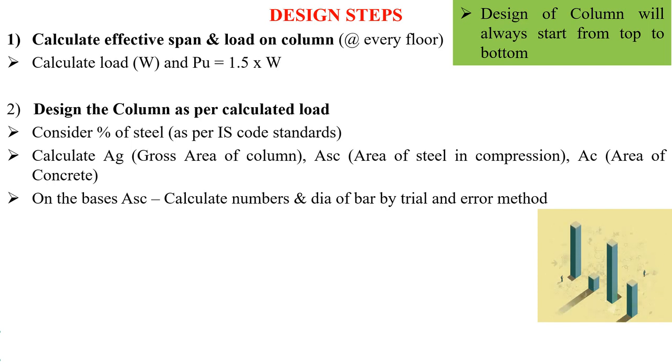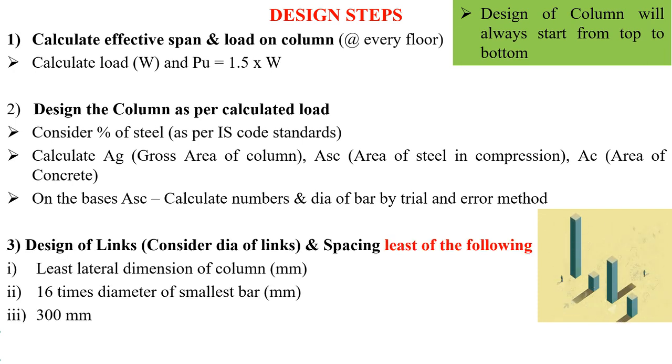So when we are going to do the design of the column, it is going to be very simple for you to understand the concept. So just be with me, you are going to understand everything when you are going to solve the exact design of the column. Now the third step is design of the link. The most important is when you are going to do design of the link, which I already highlighted, that least of the following. You need to take the least of the following from the value.